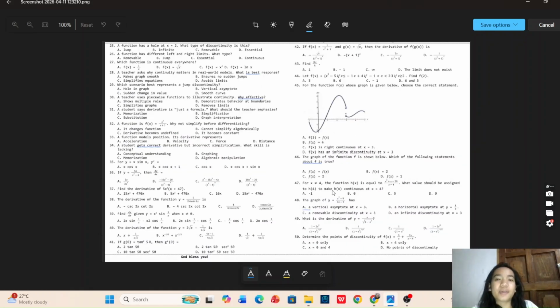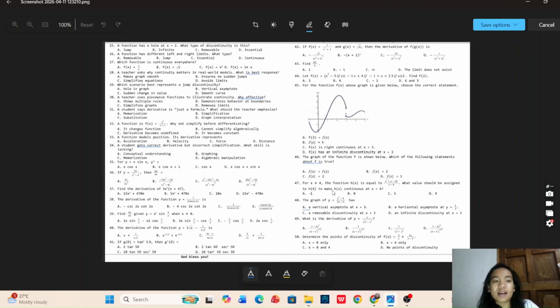We are now in number 25. A function has a hole at x equals 2. What type of discontinuity is this? The choices are A jump, B infinite, C removable, or letter D essential. The correct answer for number 25 is letter C. A function that has a hole is always removable, meaning to say it can still be altered.